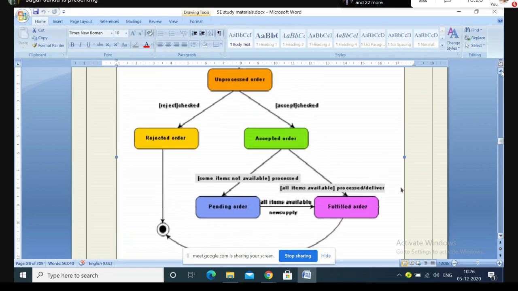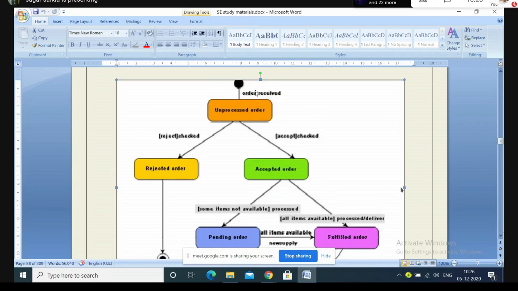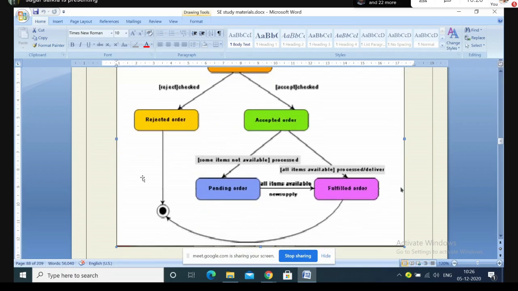So if you see here, this is somewhere like the final state. This is the initial state, the black circle completely filled, and this is the final state. Like two concentric circles, no? The interior one is black. So this is the final state, and the upper one, the first one, is the initial state. These are the intermediate states, the states which are there in between. The arrows are the transitions from one state to another. For example, from accepted order, it can go either to pending order or to fulfill order, depending upon the availability of items.